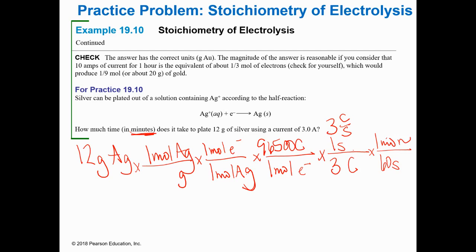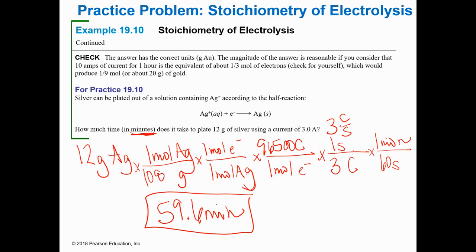I think gold is 107. Sorry, silver. It was 107.9, so we're looking at 108 for the math. All right, so again, we do our math. I get 59.6 minutes. So this is about double the amount of time, and it's about double the amount of product. So, okay, it's a good, easy way to check.